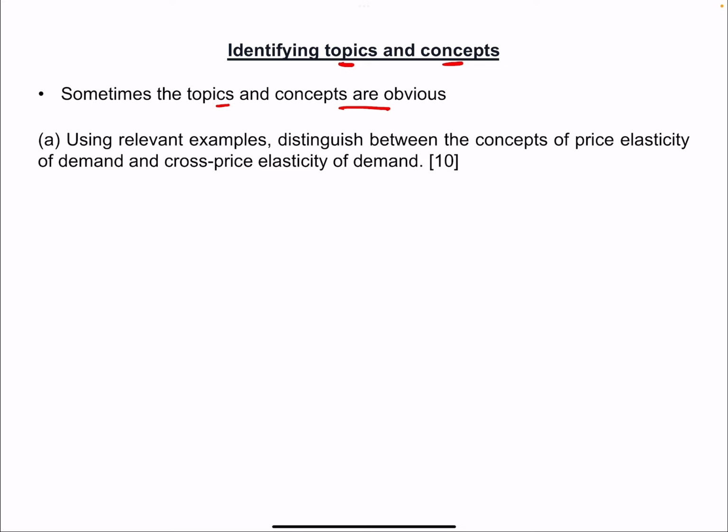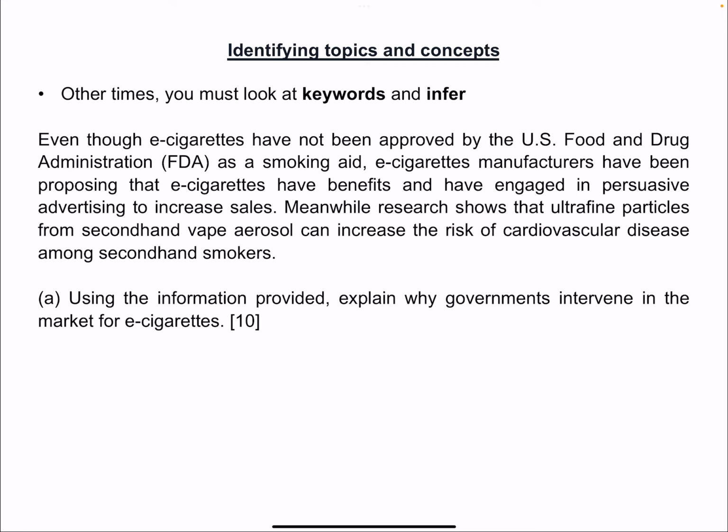It's very easy. For example, look at this question. It says, using relevant examples, can you please distinguish between PED and XED? This is 10 marks, which is 10 plus 0. There are two requirements for the 10 marks, R1 and R2. Very clearly, this is PED and this is XED, so this comes from the demand supply book. Sometimes the topics and concepts are quite obvious. The question just screams at you, this is this topic, so there's no need to do any kind of processing. In other times, you must look at the keywords and you must infer.